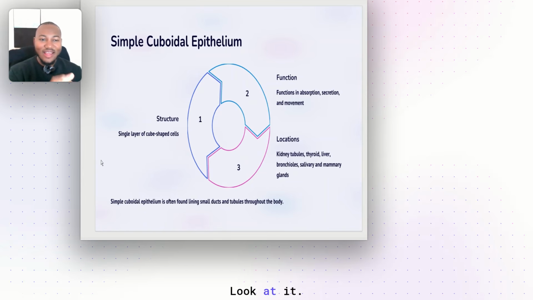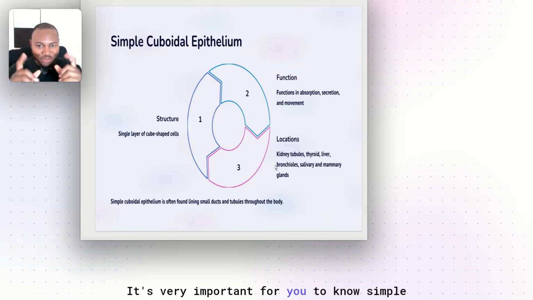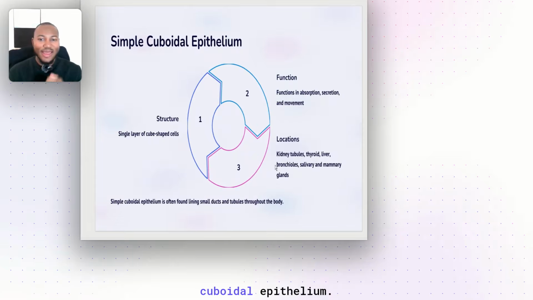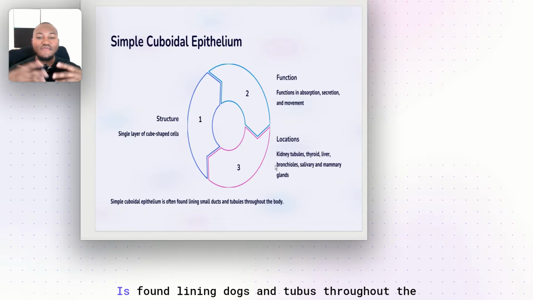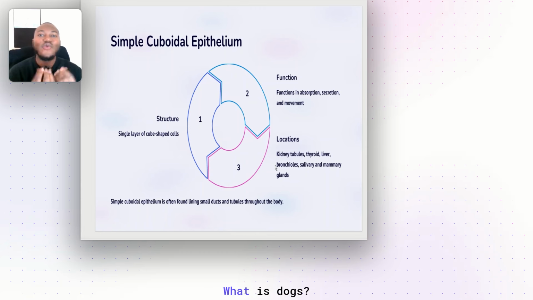Like where? Look at it. The kidney tubules. Tubules produce urine. The thyroid, the liver, salivary fluid, mammary fluid. It's very important for you to know. Simple cuboidal epithelium. All right? Now, another thing you need to know is that simple cuboidal epithelium is found lining ducts and tubules throughout the body. Ducts. What is a duct?